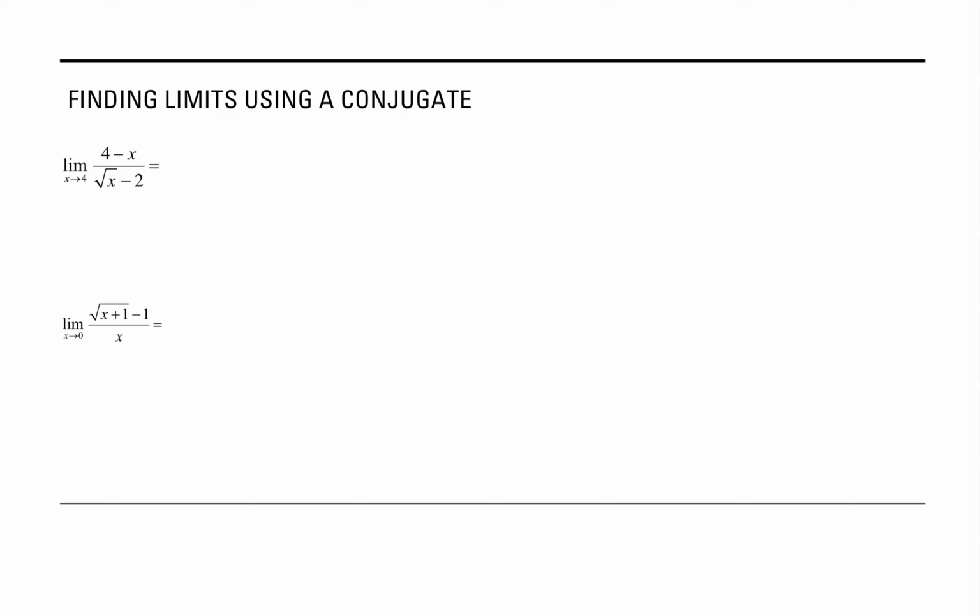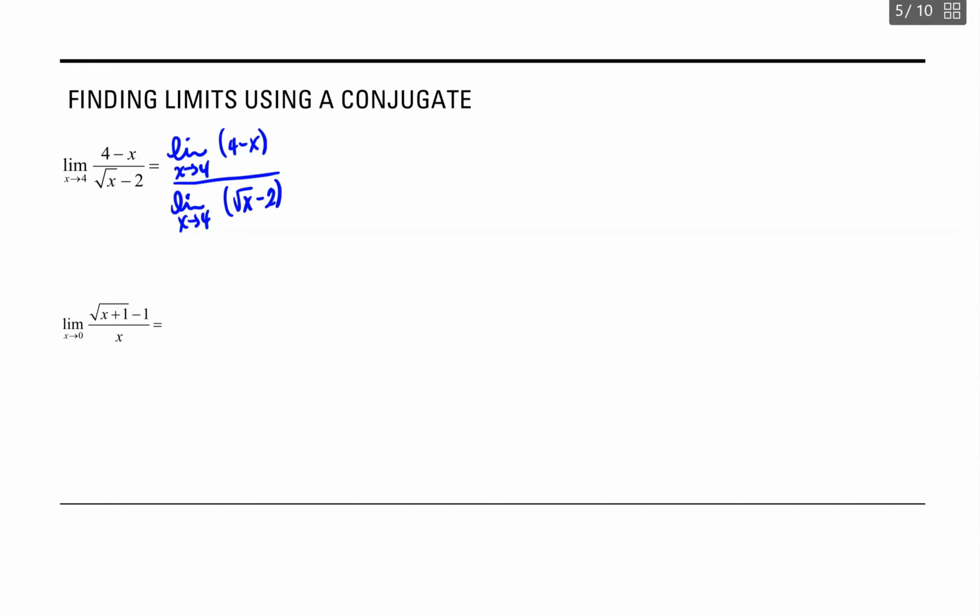So let's take a look at this limit as x approaches 4 of the quantity 4 minus x over the quantity square root of x minus 2. If we use the quotient rule, we see we have the limit as x approaches 4 of 4 minus x over the limit as x approaches 4 of square root of x minus 2.